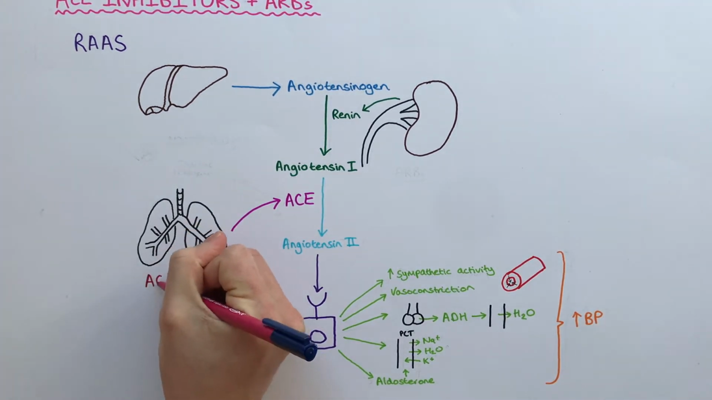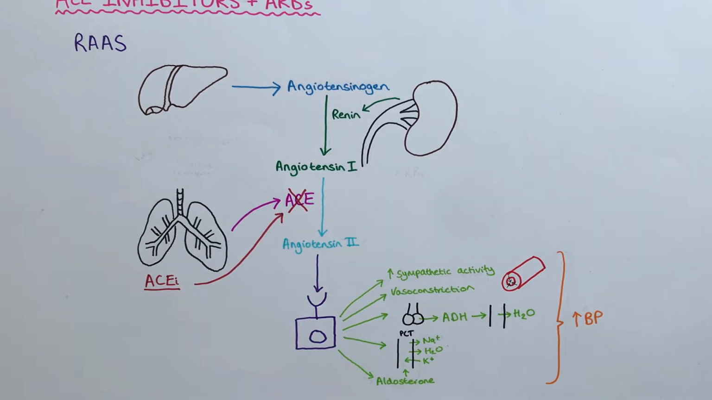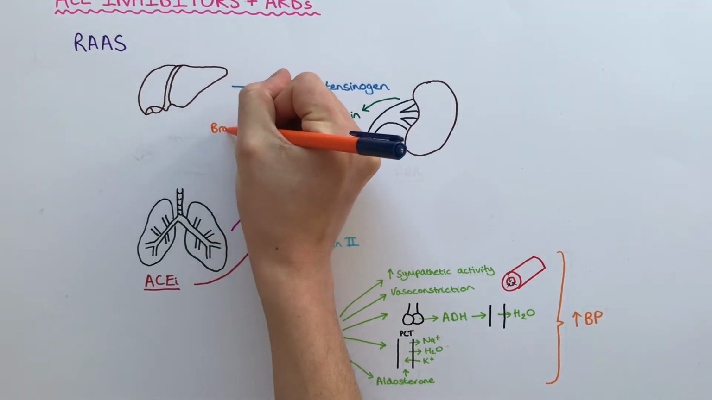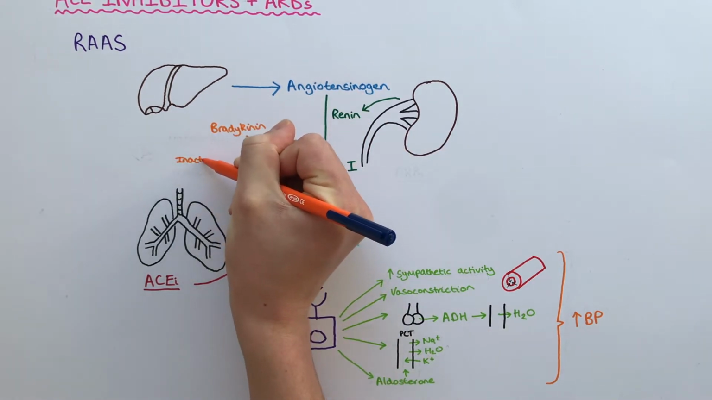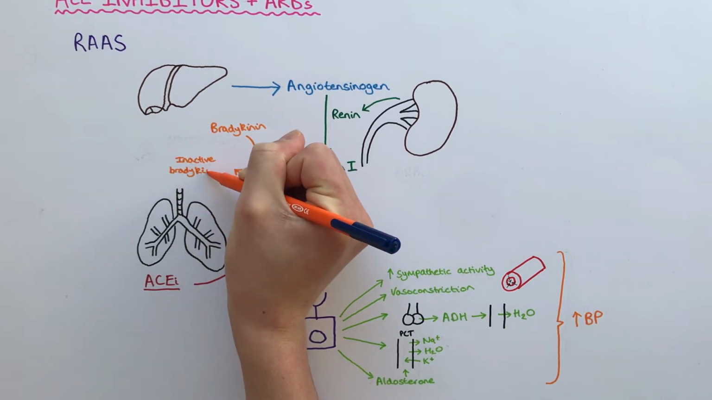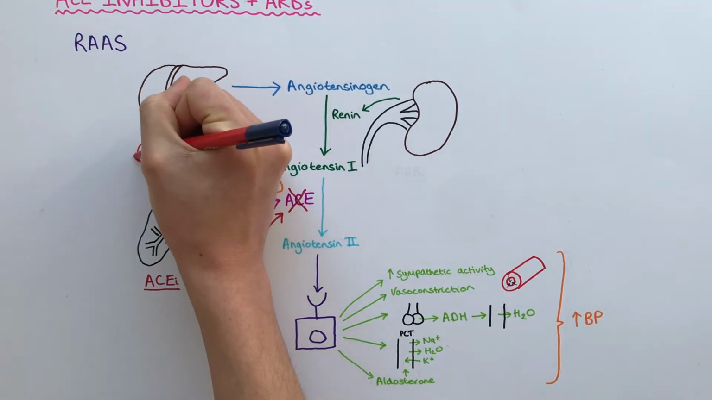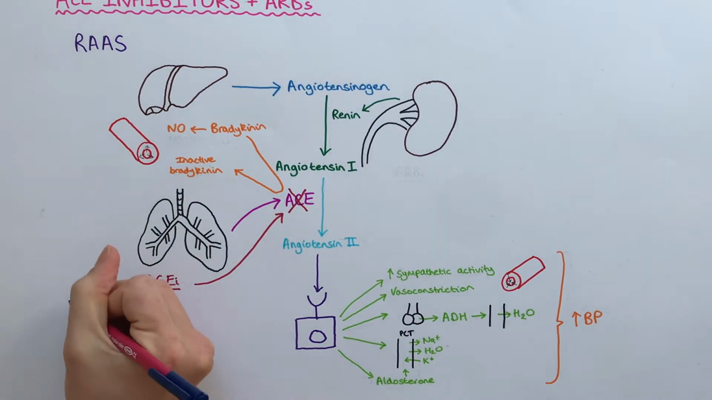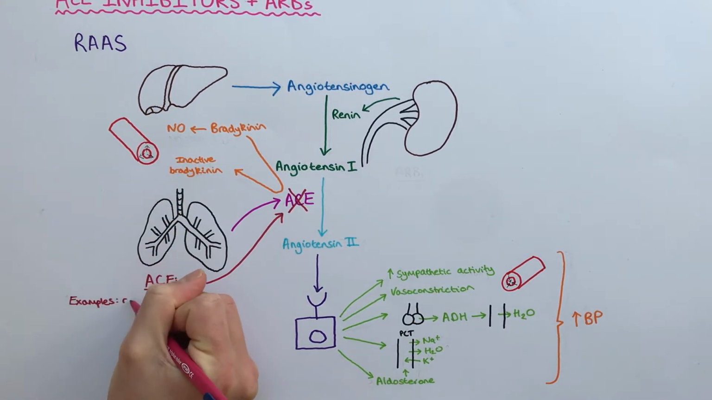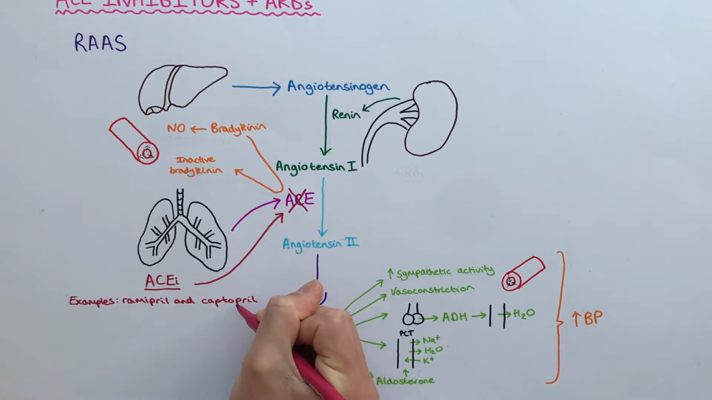ACE inhibitors block ACE, which reduces angiotensin 2's blood pressure raising effects. Normally ACE breaks down bradykinin into inactive components, therefore ACE inhibitors increase bradykinin levels. Bradykinin increases the production of nitric oxide and prostacyclin, which are both vasodilators. Examples of ACE inhibitors include ramipril and captopril. They all end in pril.